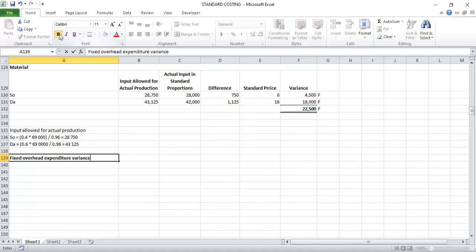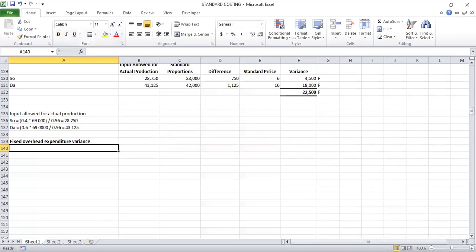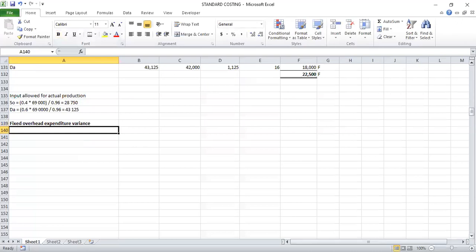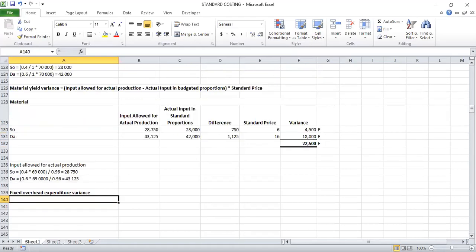Sorry, Mr. Eugene. Yes, my boss. Yes, please explain again. How do you determine the variance there by the yield? Please go up. Yes. The 4,500 and the 18,000 variance. How do you determine that? Multiplication of the difference times the standard price. Yes, I understand you multiply, but how do you determine that it's favorable or adverse?